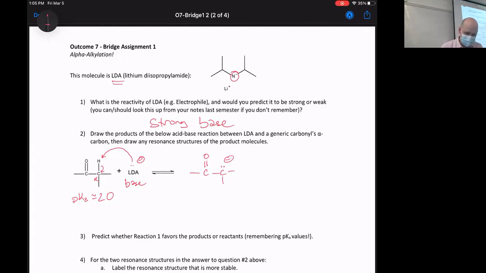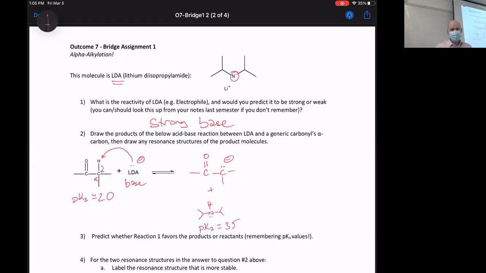The other thing you would get is that LDA would be protonated. The LDA is not really something that we care about at this point. It just served its duty already. Now it's protonated. However, this is the other side of the acid-base reaction. What's the pKa of an NH? So an N plus would be 10. What about a neutral nitrogen? Way higher than that. 35, yes.